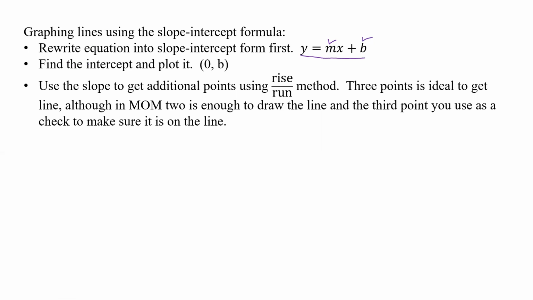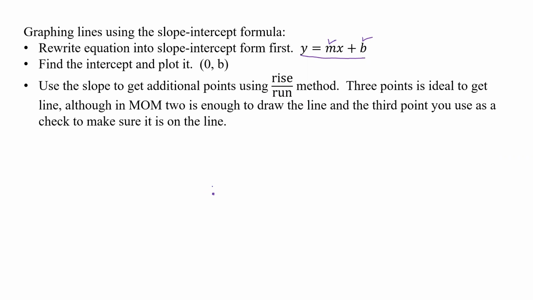First we find the intercept and we plot it. So our 0, b, whatever it is, we find it and we plot it, something on the y-axis there. Then we use the slope to get additional points using a rise over run method. Basically you start with your slope and you move up so many and then right so many, or move down so many and right so many, or down and left. It all depends on what your rise and your run is.